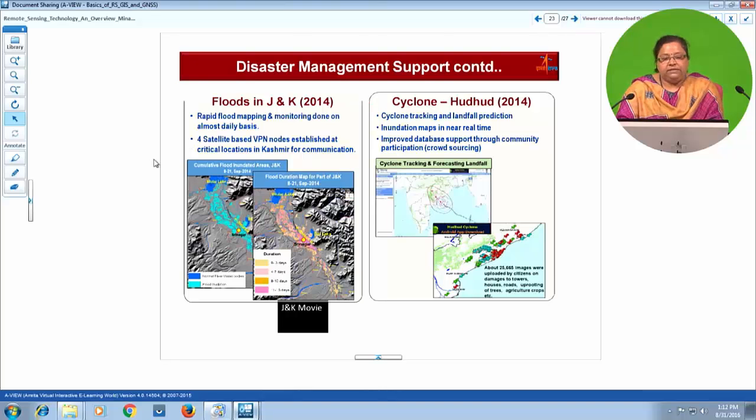Among the recent studies where disaster management support was provided, there are two examples we are citing here, in which the floods in Jammu and Kashmir in 2014 are presented. Rapid flood mapping was done and monitoring was done almost on a daily basis, and cyclone mapping, cyclone tracking and landfall prediction was done. Inundation maps were generated in near real time.